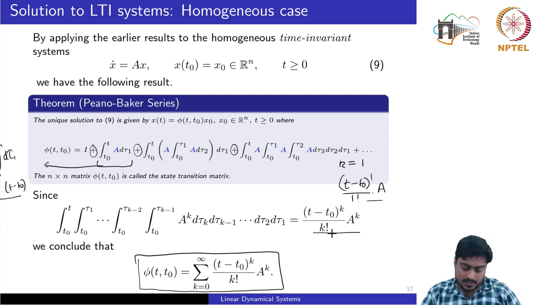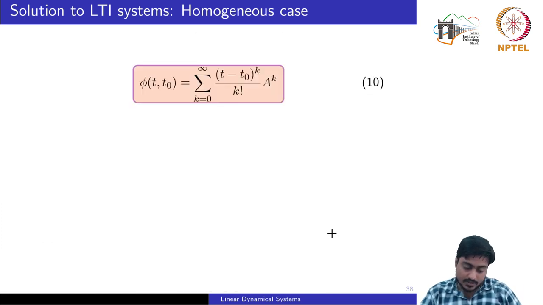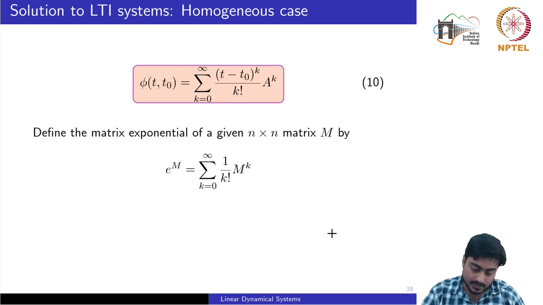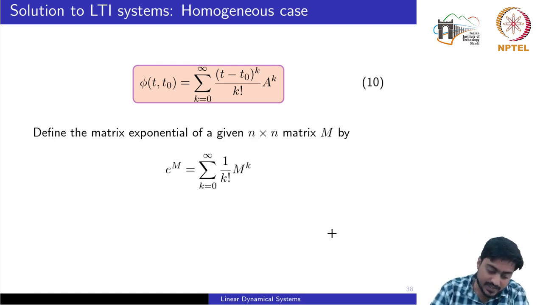Now let's see something interesting about this state transition matrix. First of all, we'll define the matrix exponential of a given n cross n matrix M, which is given by e to the power M, basically a series. Since this is an exponential, it would be the summation over k is equal to 0 to infinity of 1 by k factorial into M to the power k.